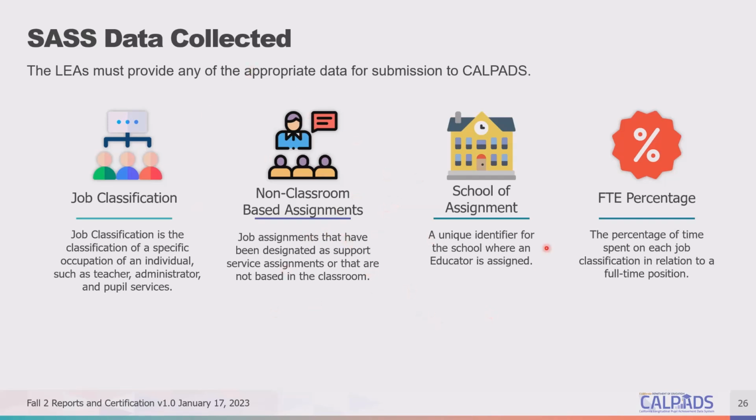Now, you also have to tell us at what site they are assigned. What school site? Are they at the district? Are they at different schools? And then, of course, you have to tell us the full-time equivalency percentage, which reflects the full-time job spent by a staff member for each job classification at each site.